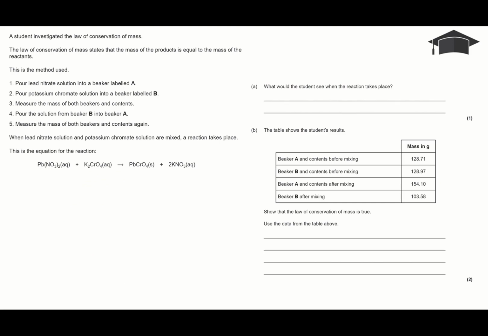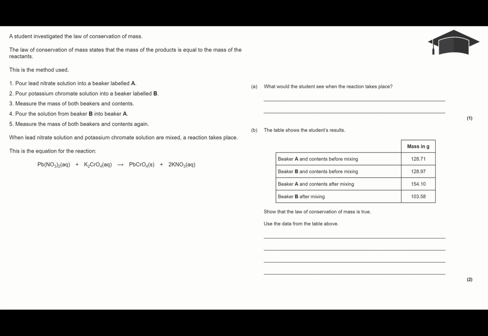Now there's an exam question from the AQA exam board. So have a quick read. A student investigates the law of conservation of mass, right? Then it states the law. Here's the method. We pour lead nitrate solution into a beaker labeled A. Pour potassium chromate solution into a beaker B. Measure the mass of both beakers and contents. Pour the solutions from beaker B into beaker A. Measure the mass of both beakers and contents again. Okay, so that explains what we're doing in this procedure.